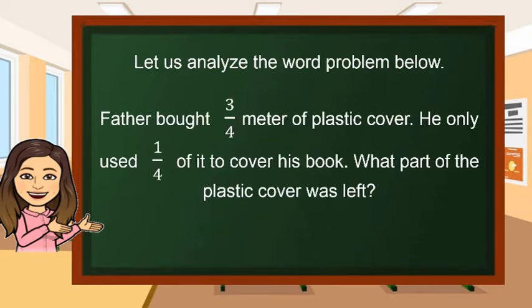So now, let us analyze the sample word problem below. Father bought 3/4 meter of plastic cover. He only used 1/4 of it to cover his book. What part of the plastic cover was left? So as a student, you have to read it properly and clearly. As you can still remember AGONSA, what's asked in this problem? What are the given facts? What operation should be used? The number sentence. How to solve this to get the final answer.